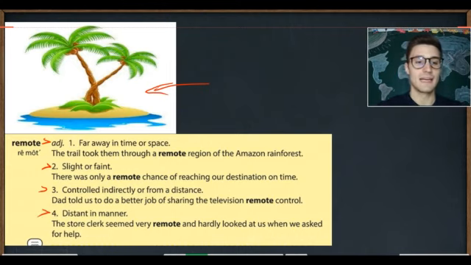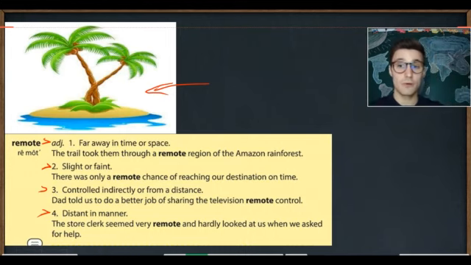The fourth meaning is distant in manner. The store clerk seemed very remote and hardly looked at us when we asked for help. So if someone seems distant, the way they don't want to talk to you, they want to stay away from you, then they are remote.